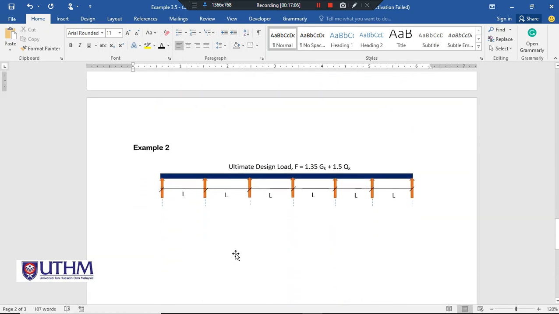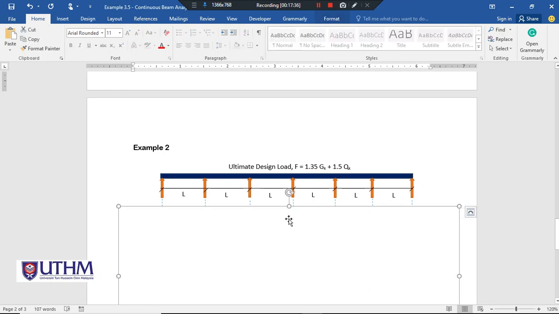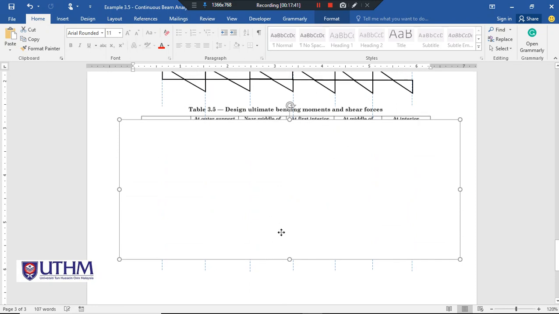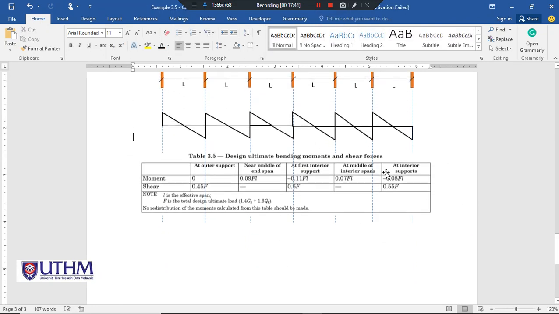Then we look at example 2. In this example 2, there are 1, 2, 3, 4, 5, 6 spans, and each span length is L. The load is a uniform distributed load, and that UDL you need to convert to the ultimate design load using 1.35 GK plus 1.5 QK. And this is the shear force diagram and table 3.5.